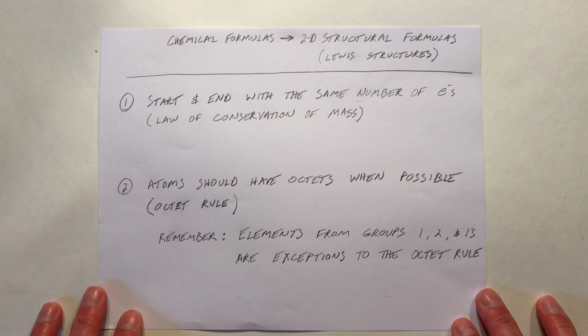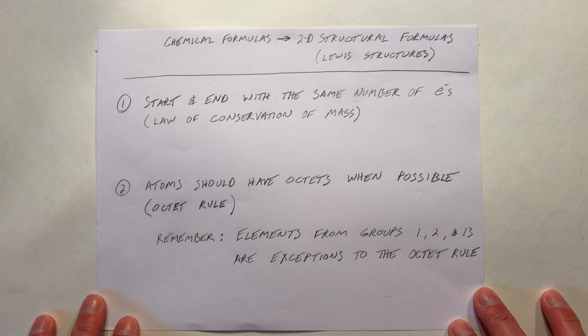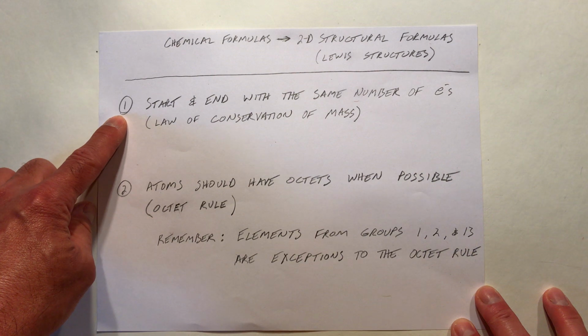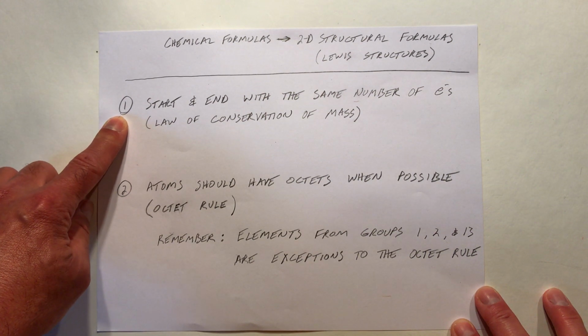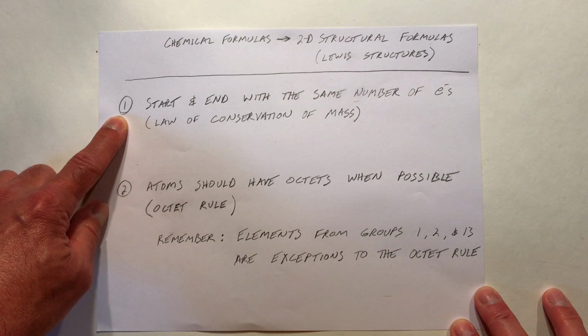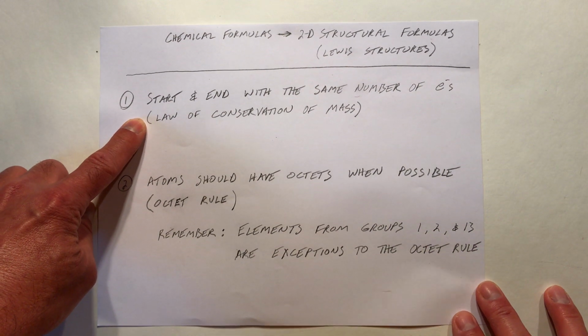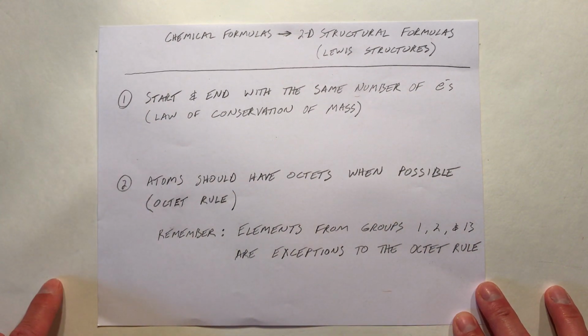All right, so let's get to how to construct two-dimensional structural formulas or Lewis structures given the chemical formula. 2 important points here. You need to start and end with the same number of electrons. So in other words, when we write the electron dot models for the atoms, and then when we're done and we have the two-dimensional structural formula for the molecule, all of the electrons have to be accounted for. So count the electrons at the beginning and at the end, and you should have equal numbers there. The law of conservation of mass says that electrons can't disappear into nowhere or appear out of nowhere. So we have to count the electrons.